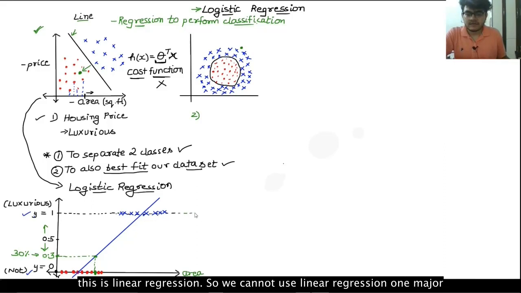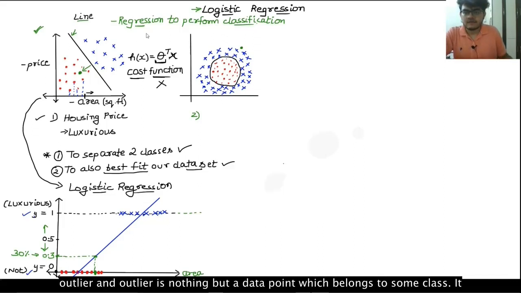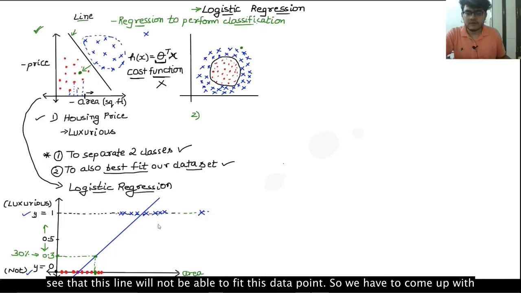One major disadvantage of using linear regression is also that, let's suppose I have an outlier. An outlier is nothing but a data point which belongs to some class, but it resides outside this cluster. So you can see that this class is actually in a group, and this point is actually far away from this group. If you try to plot this point here, it will be somewhere on this line, and you can see that this line will not be able to fit this data point.